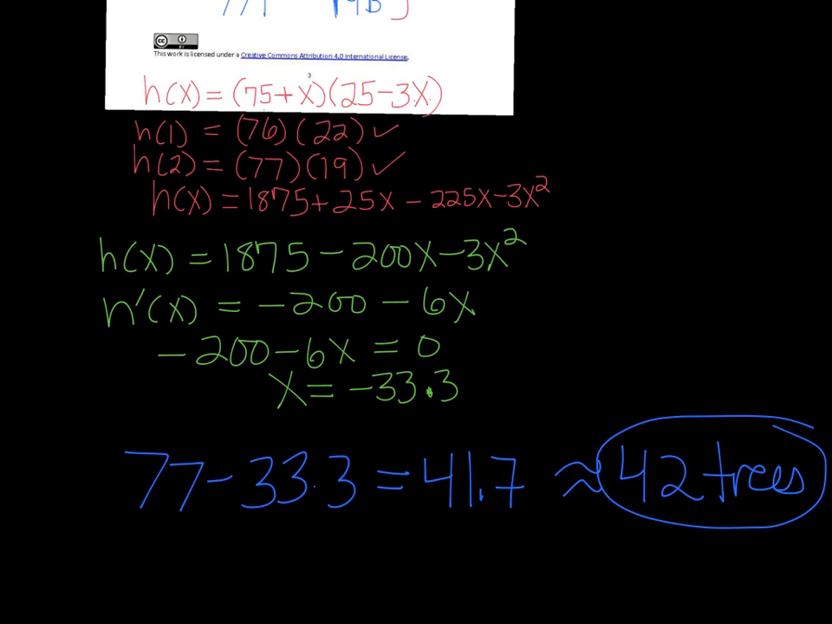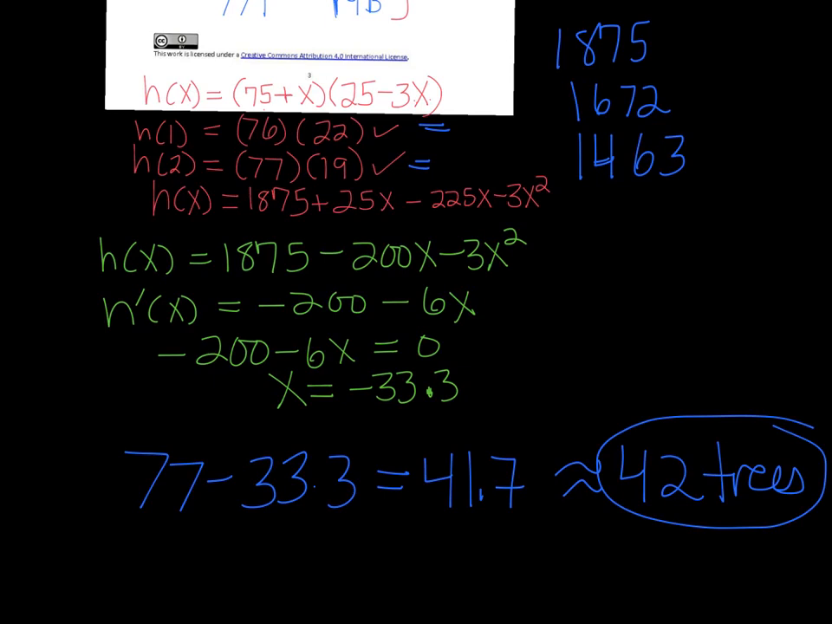And we can go back and look at these numbers. So if we do 75 and 25, then the yield for 75 and 25 is 1875. 76 times 22 is 1672, so it goes down. And 77 times 19, it goes down even more. So the more trees she plants, the worse it gets.